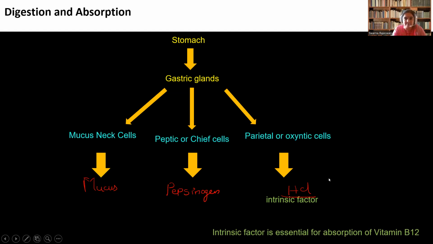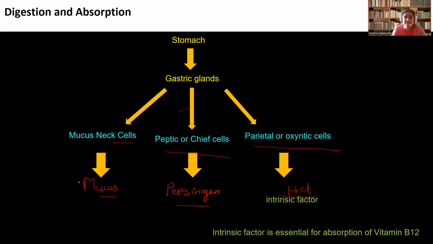So here in the stomach, there are gastric glands. There are three types of cells present in the gastric glands: mucus or neck cells, which produce mucus; peptic or chief cells, which produce pepsinogen; parietal or oxyntic cells, which produce HCl. Along with that, an intrinsic factor is also produced, which is mainly necessary for the absorption of vitamin B12. So this is about the stomach.